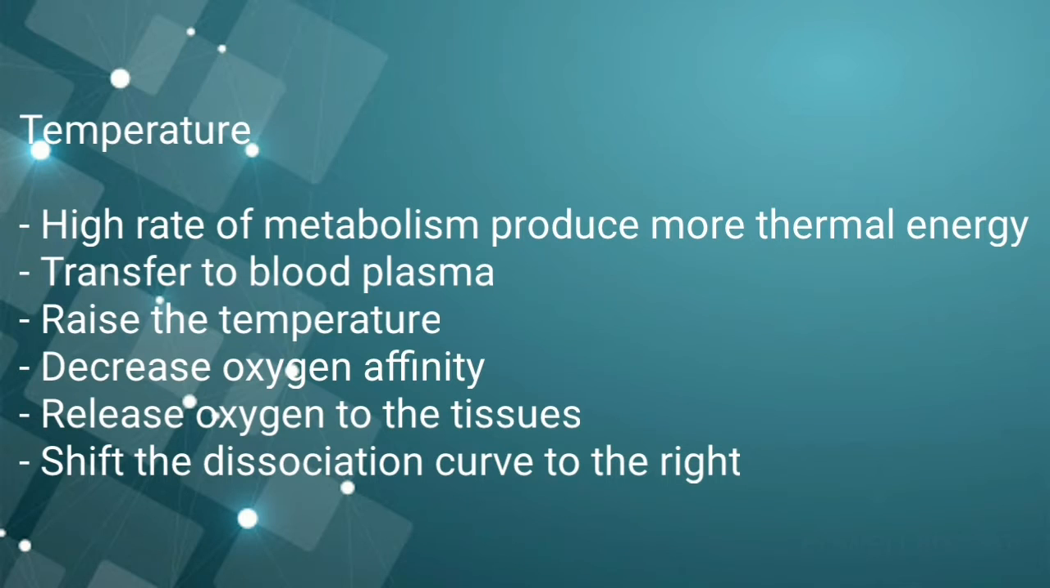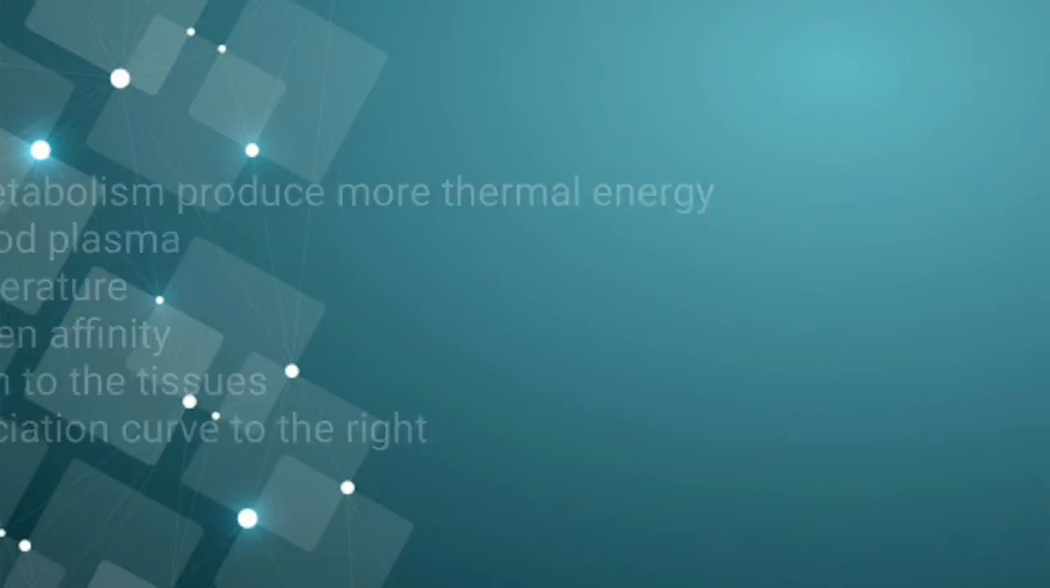The second cause is the temperature of the blood. The cells that have a high rate of metabolism produce more thermal energy as products. Thermal energy will transfer to the blood plasma and raise the temperature of the blood. An increase of the temperature will decrease the affinity of hemoglobin to oxygen and will make the hemoglobin more likely to release oxygen to the tissue. An increase of the temperature will shift the dissociation curve to the right.